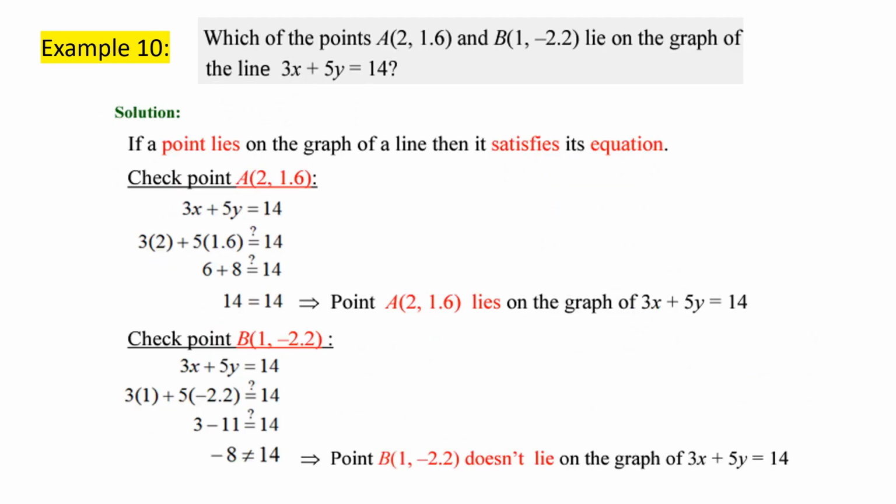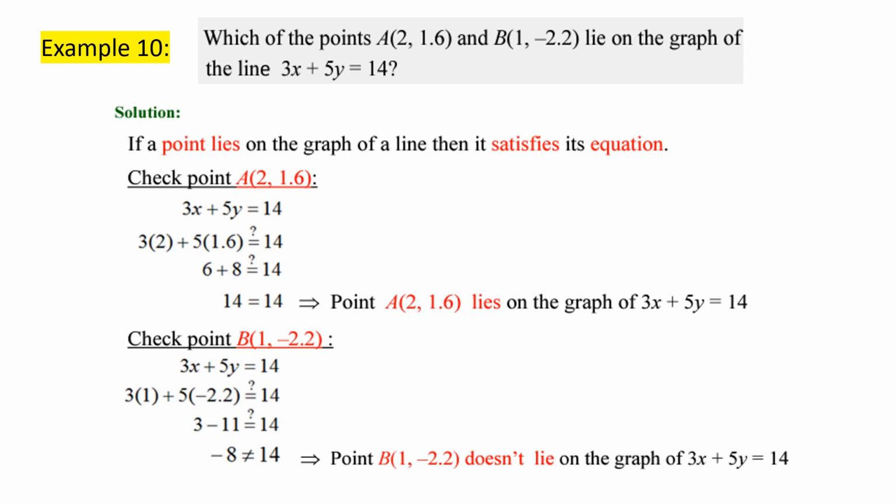Points, we have 2 points. The question is, do the points lie on the graph of the equation of the line 3x plus 5y equals 14? So we should know whether the point lies on the graph or not. The point lies on the graph means it should satisfy the equation.